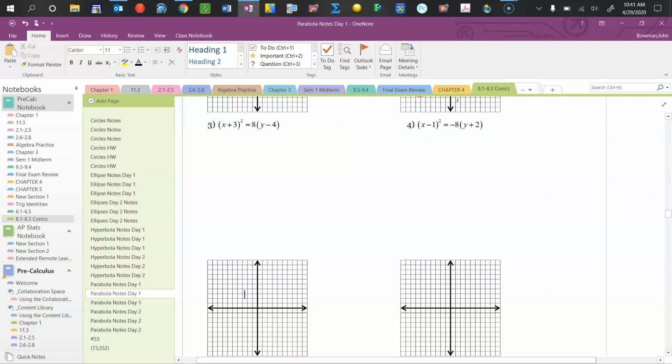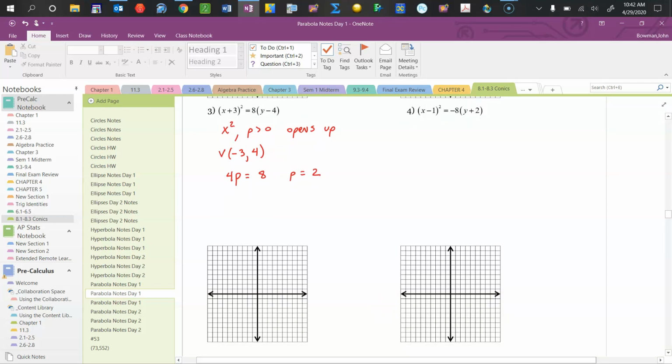If I look at problem number 3, which is already put into standard form for me, I notice a few things. First of all, the x term is squared and p is greater than 0, so this parabola opens up. I also notice the coordinates of the vertex are (-3, 4), and 4p is equal to 8, which tells me p is equal to 2. And from there we can graph the parabola.